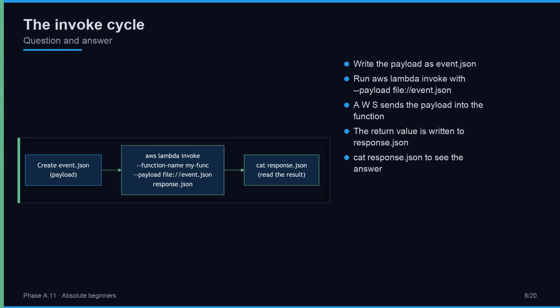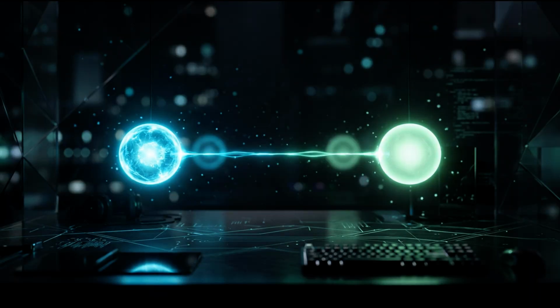Here is the full cycle in one view. You write a JSON payload into event.json. You run aws lambda invoke with that payload. AWS sends your payload into the function, it runs, and its return value flows back. AWS writes that return value into response.json. You cat the file and see the answer. Five small steps, end to end, for every synchronous invoke. The whole cycle. Every invocation is a question and an answer. You send a payload in. The function returns a response out.